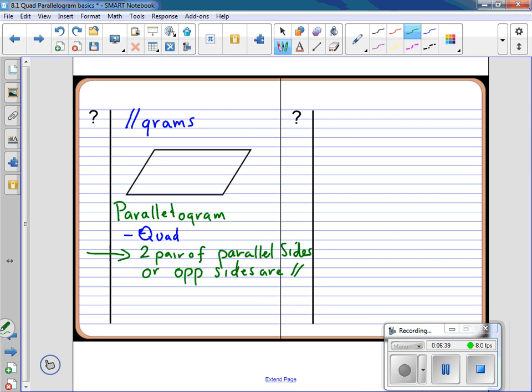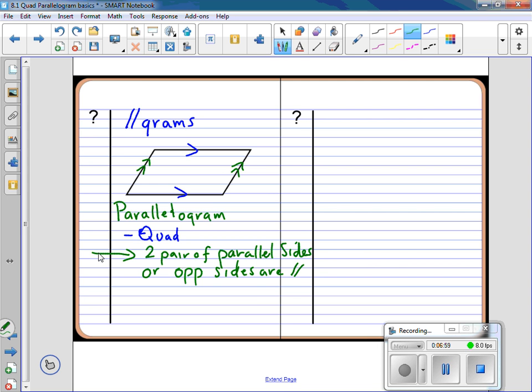So the main feature, the one that sets it apart from all the other quadrilaterals in the bunch, is that it has two pairs of parallel sides, right? So we'll say this is a pair, and the other set of sides are these. Remember, we use these arrow-looking things to represent parallel sides. Okay, that is by definition what makes it a parallelogram.